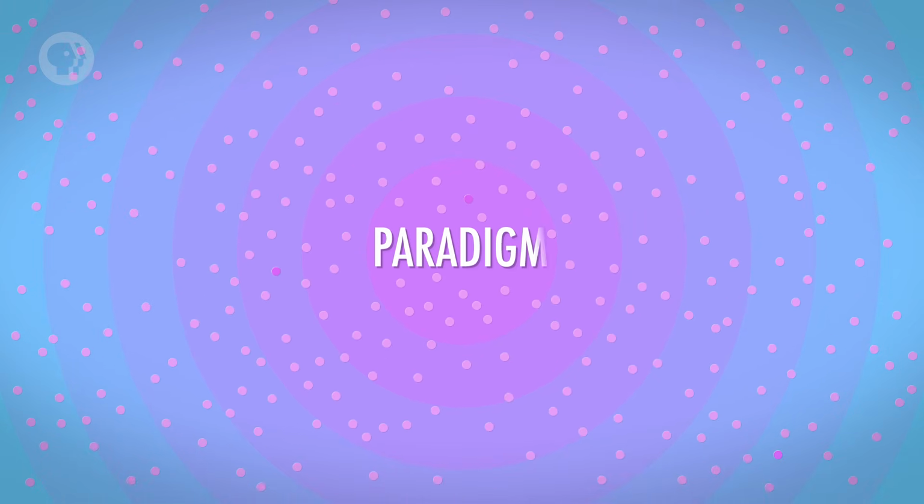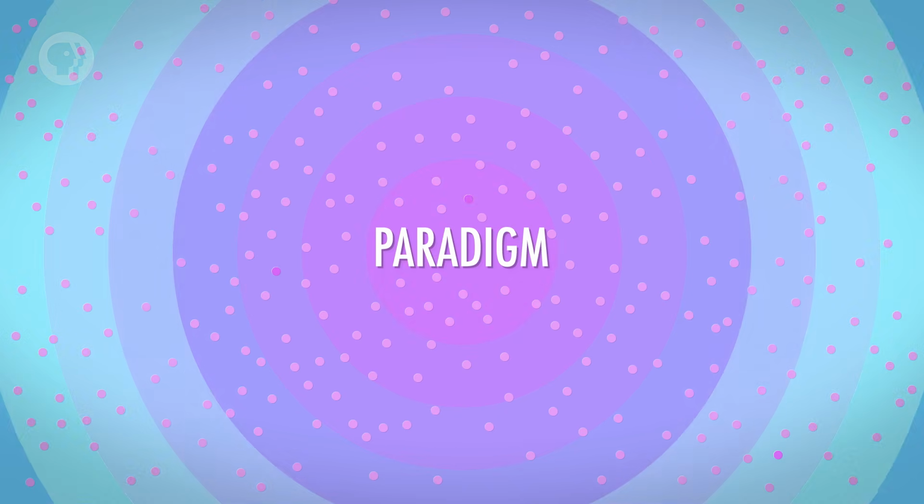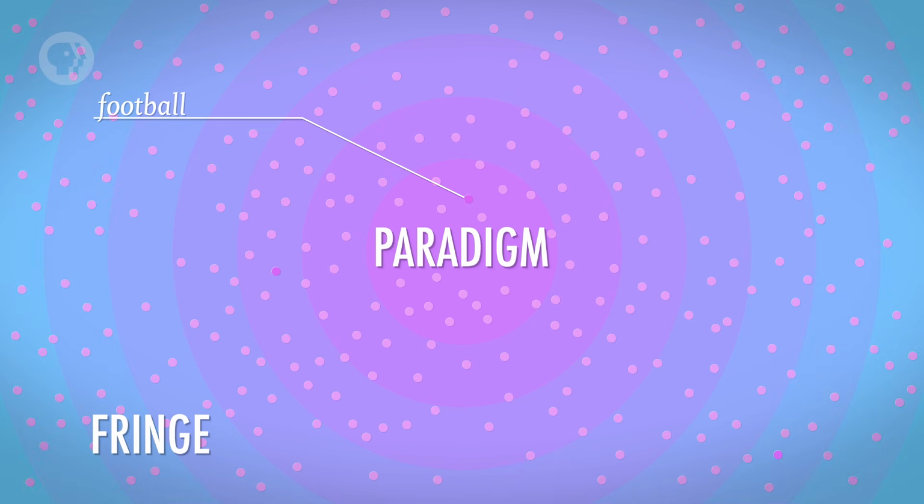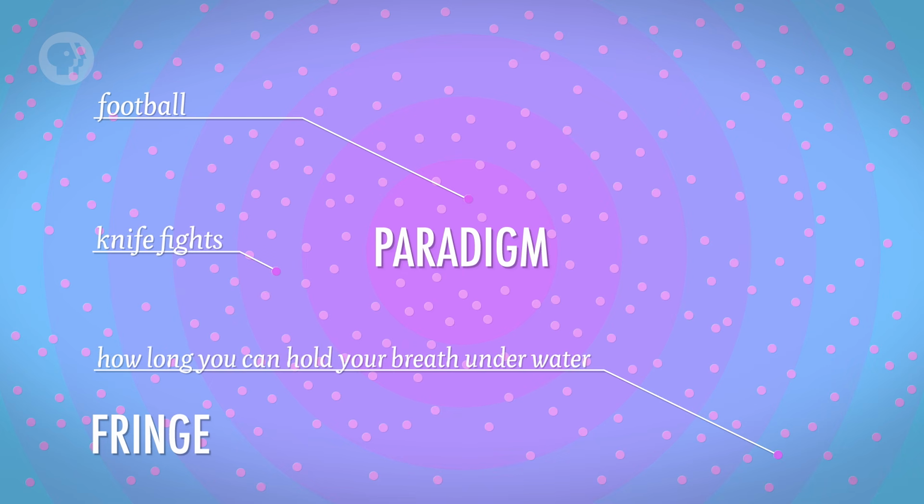But it's not like every concept in the cluster is equal. The ones that everyone would accept are the paradigm cases. You can picture them in the center of the cluster. And as you move to the outer edges, you'll get fringe cases, the ones that some people would include in the group, but others would exclude. Everyone will agree that football is a game, but there's gonna be some disagreement about things like, I don't know, knife fights or how long you can hold your breath underwater.